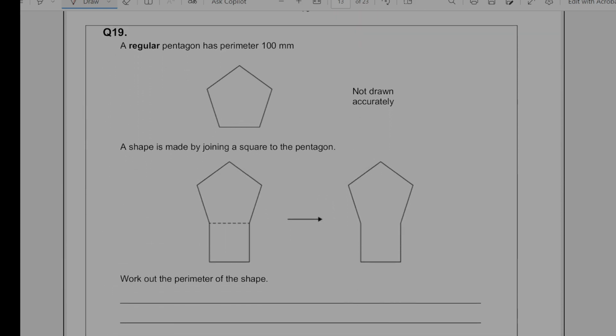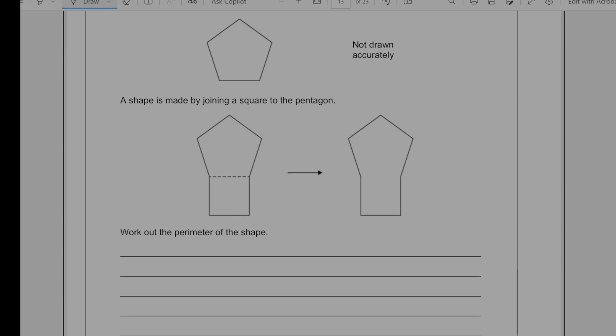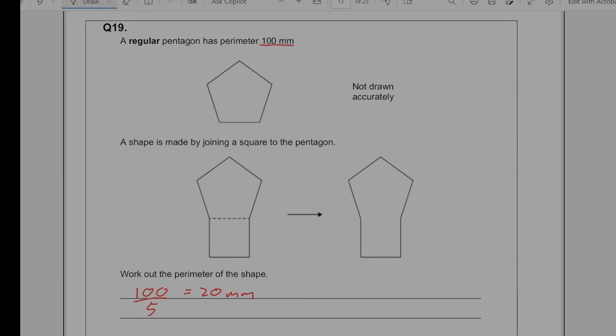Right, question 19. A regular pentagon has a perimeter of 100 millimeters. A shape is made by joining the square to the pentagon. Work out the perimeter of this shape. Okay, so the pentagon has got 5 sides, so each side is going to be worth 20 millimeters. And then what we've got is 1, 2, 3, 4, 5, 6, 7 of those sides. So that would be 7 times 20, which would be 140 millimeters.